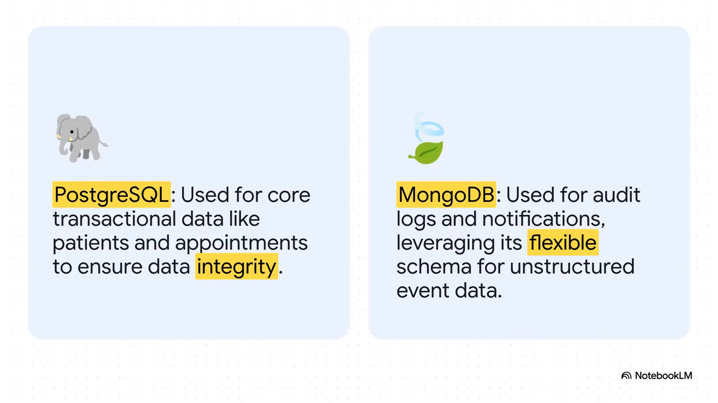I absolutely love this architectural decision. See, instead of forcing one database to do everything, they use two different databases for two different jobs. For the critical stuff, patient records, appointments, they use PostgreSQL because you need rock-solid data integrity. But for things like audit logs or system notifications, which are more like a constant stream of events, they use MongoDB because it's super flexible. It's just a really smart, pragmatic approach.